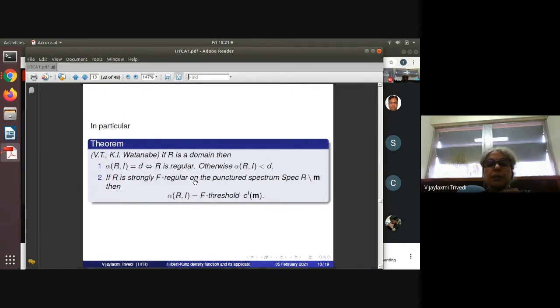This one says if my ring is strongly F-regular on the punctured spectrum. I won't define this notion, but assume that if it is regular, then it's just strongly F-regular. So for example, if Proj of R is regular, smooth, then this will hold. In that case, the maximum of the support of the density function will coincide with the F-threshold of M at I. And I forgot to mention the open question. The open question we had put is: does it hold if we remove this condition?